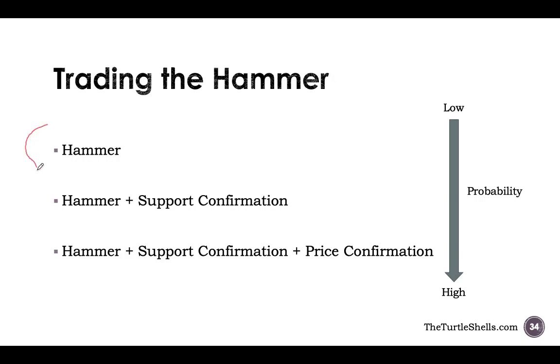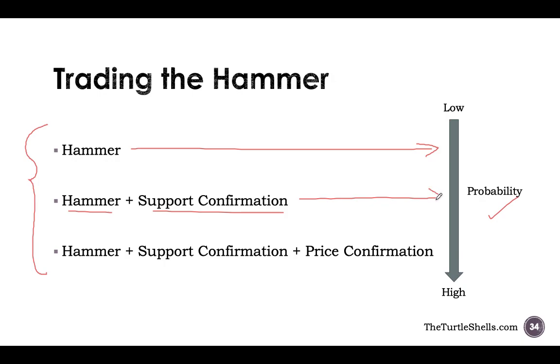To summarize everything here, this is just a quick basic way of how to trade the hammer. So first is a standalone hammer, which is a low probability trade. Then you have the hammer which confirms the prior support, which is a medium probability trade. Then you have the standalone hammer which confirms prior support, and you have the price confirmation. So you are taking two confirmations here.